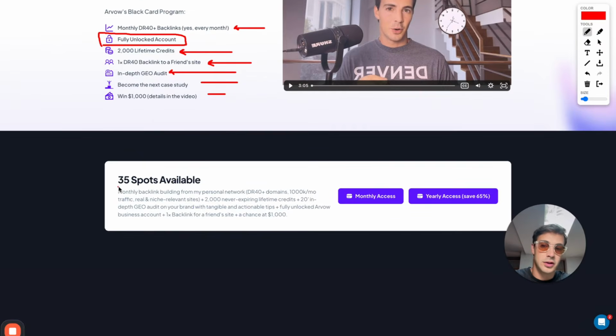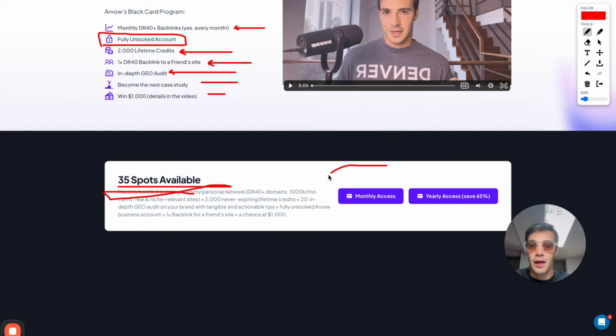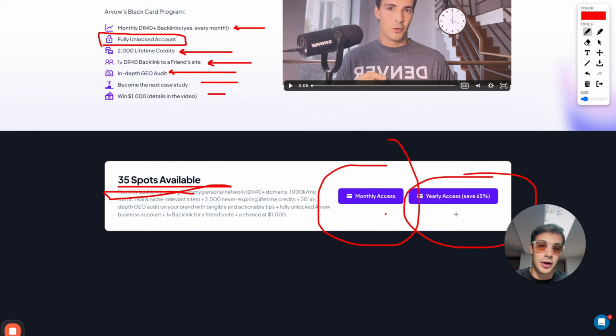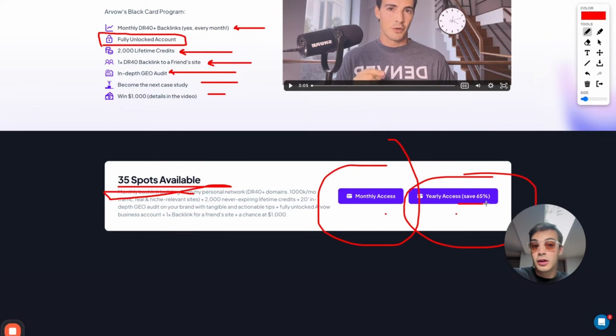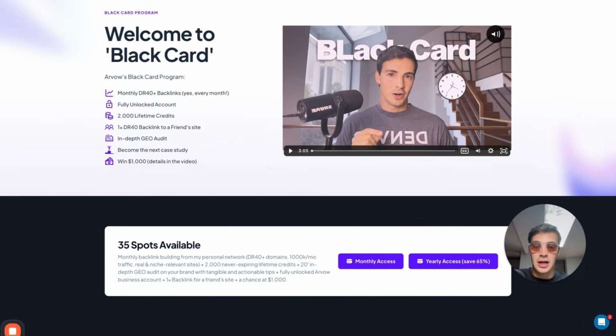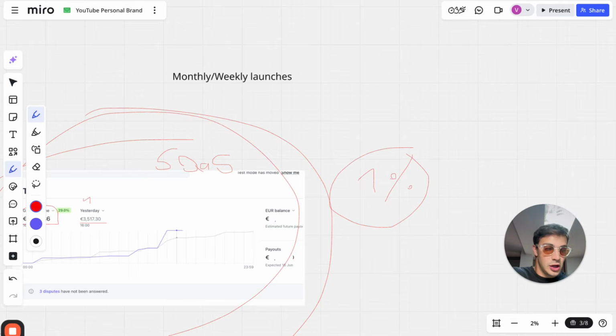Then I cause some scarcity, only 35 spots available, and give them two options, monthly or yearly. The reason I give them two is because I want to give them the contrast between them: hey, if you do yearly, you save 65%. That's basically all this is. It's all about repackaging. So on these monthly launches, you can associate them with, hey, we released a new feature, right?